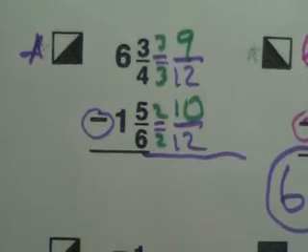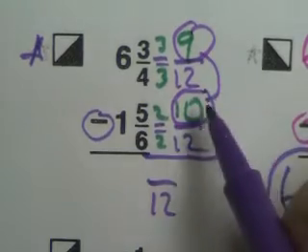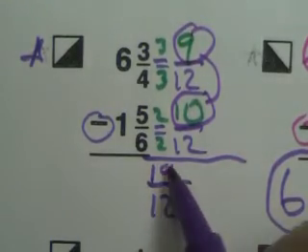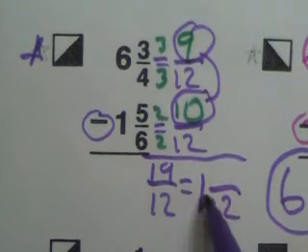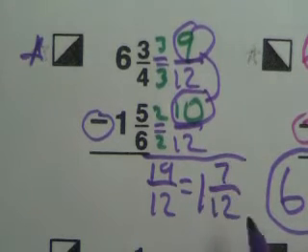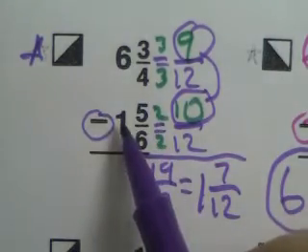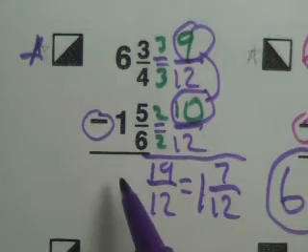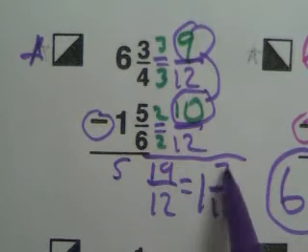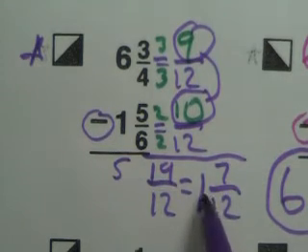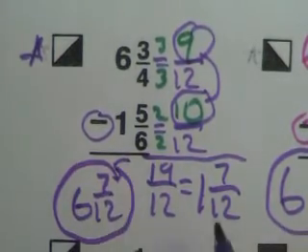I now need to add my numerators together. So I have 9 and 10 together makes 19. Hey, you know what? 12 can go into 19. Not evenly, but 12 goes into 19 one time, and how many left over? 7. 7 left over. And then I have 6 minus 1. 6 minus 1 is 5. So I have 5, and then I have 1 and 7/12. So 5, 6, and 7/12. So the answer is 6 and 7/12.